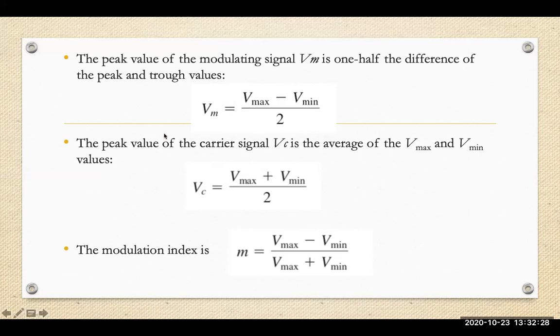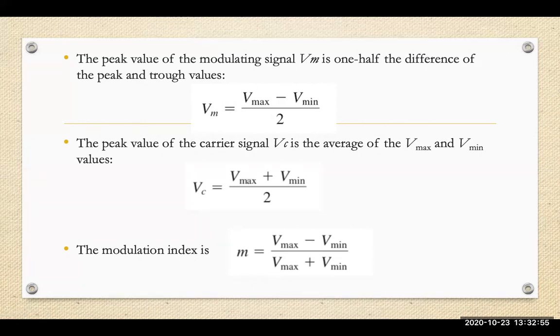Now, the peak value of the carrier signal or V sub C is the average of the Vmax and Vmin values. So V sub C, actually na-produce ito by utilizing din yung idea dun sa unang, ito sa modulating signal natin.